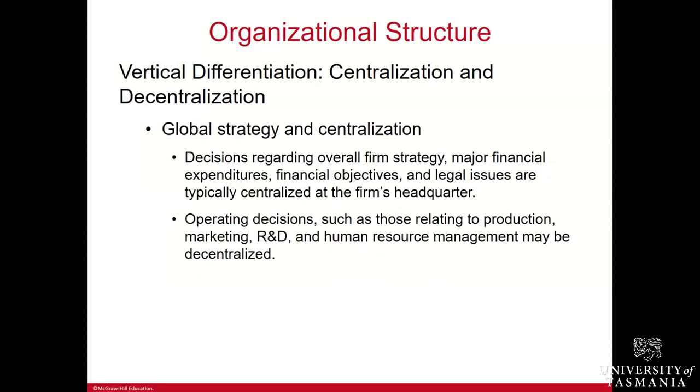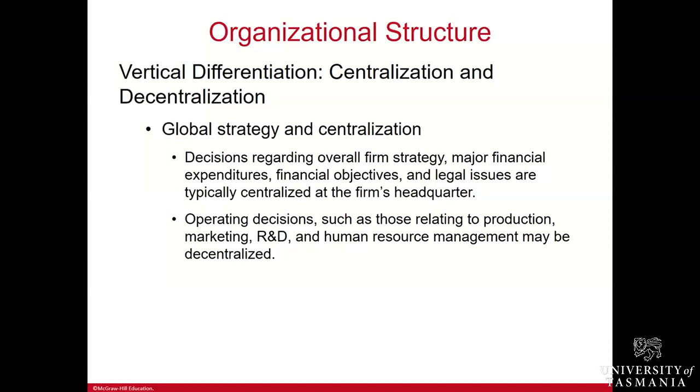And there's another thing. If you are focusing on global strategy and centralization, there are a couple of things we need to consider. Decisions regarding overall firm strategy, major financial expenditures, financial objectives, and legal issues are typically centralized at the firm's headquarters. And operating decisions such as those relating to production, marketing, research and development, and human resource management may be decentralized. What we are saying is that companies sometimes prefer applying both systems, centralized and decentralized, because it's not all the time easy to follow only one type for every unit of your business.